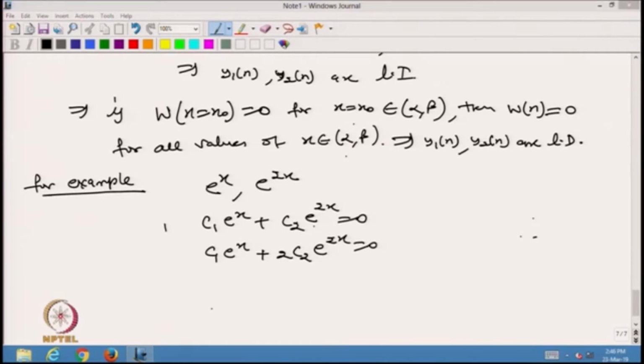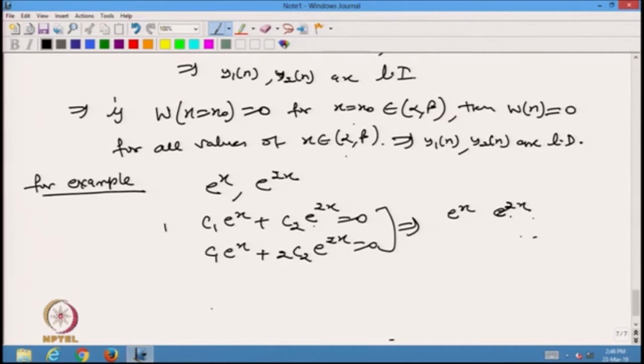So, this is the equation we get. From here, this is a system of two equations. From here I get the matrix with e^x, e^(2x) in the first row, and e^x, 2 e^(2x) in the second row. So, this is my system with C1 and C2.